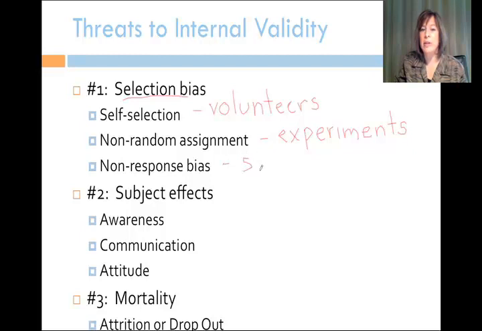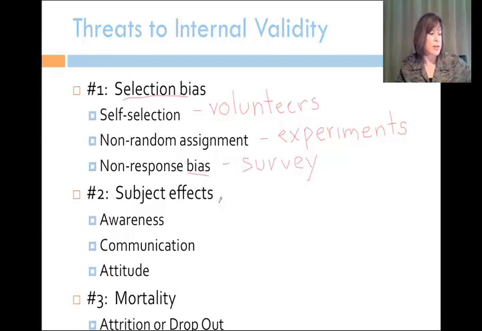Non-response bias is related to surveys. Who answers the survey and who doesn't answer the survey? Probably the people or the individuals who answer the survey are in some way different from those who do not answer the survey. That adds some unintended consequences and some unintended bias to our design. So we want to try to control for these things, and we'll talk about how we can mitigate some of these threats. The second major threat to internal validity is subject effects.